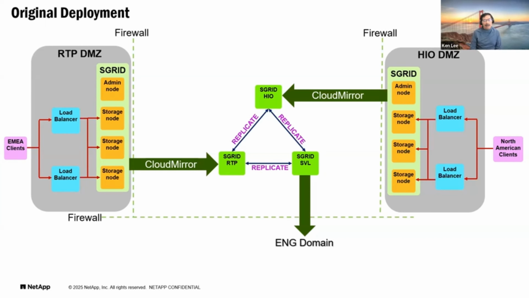What you are seeing on the screen is the original environment having 3 sites. Once we decommissioned the Sunnyvale site, the grid became a 2-site grid. Nothing else needed to change. Data flowing to the engineering domain still worked.